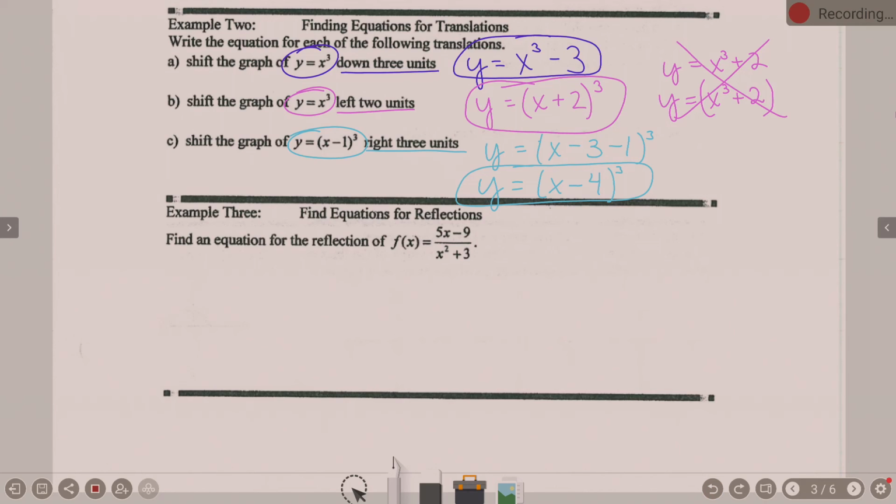Example 3. I'm not sure we're going to get through all of example 3, but we'll see. Okay, so we talked about our translations, moving left and right, moving up and down. Let's talk about reflections. We have an equation, f of x equals (5x minus 9) over (x squared plus 3). We're being asked to write an equation for the reflection. Now, it doesn't specify what reflection, so we're going to practice all 3 types. We had 3 types of reflections up top: x-axis, y-axis, and the origin. With that in mind, shall we start with the x-axis?